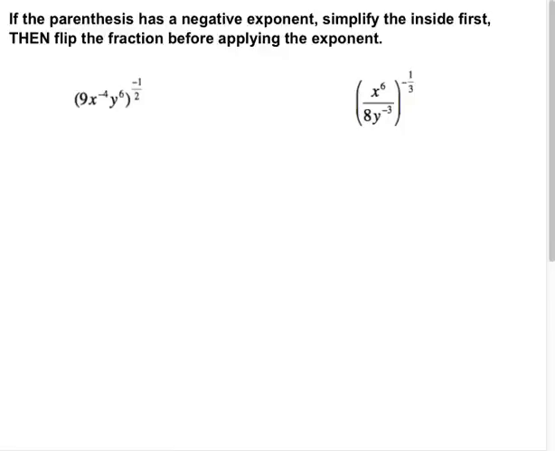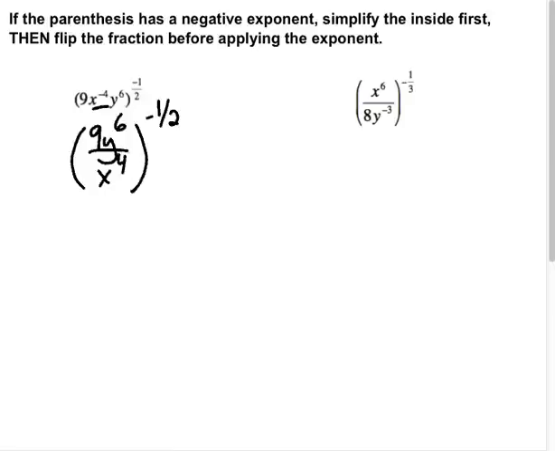Our next ones, what if you have a parenthesis that has a negative exponent? Well, you still want to simplify first, but then you want to make sure that you flip the fraction. So here let's deal with the inside first, okay? To simplify that, remember that negative is going to be sent to the bottom. So that's what negatives do. Remember, they flip where they are. So x to the -4 is going to go downward.